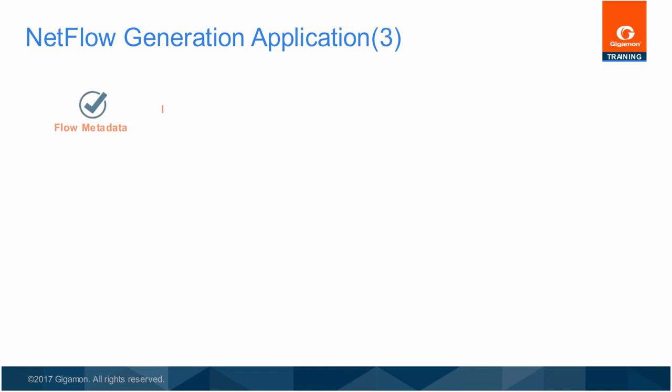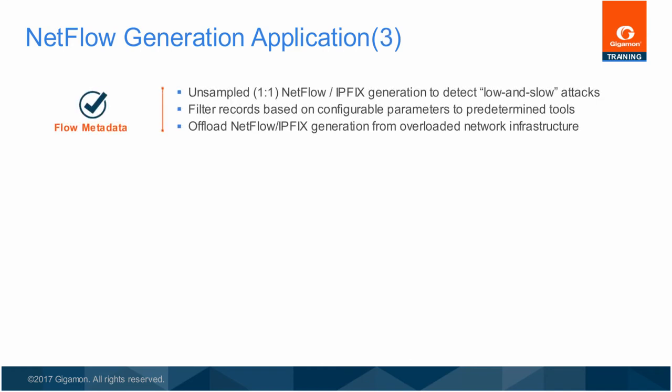Using GigaSMART NetFlow generation for security offers several advantages over obtaining NetFlow from other sources. First, GigaSMART can report on all of the packets. Trying to use NetFlow generated from a source which is sampling only 1 in 100 or 1 in 1,000 packets does not provide reliable detection of anything less than a substantial volume of activity.